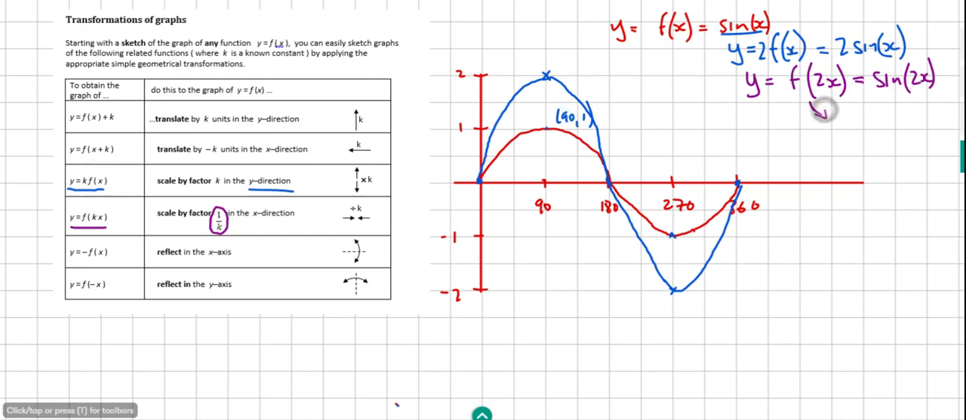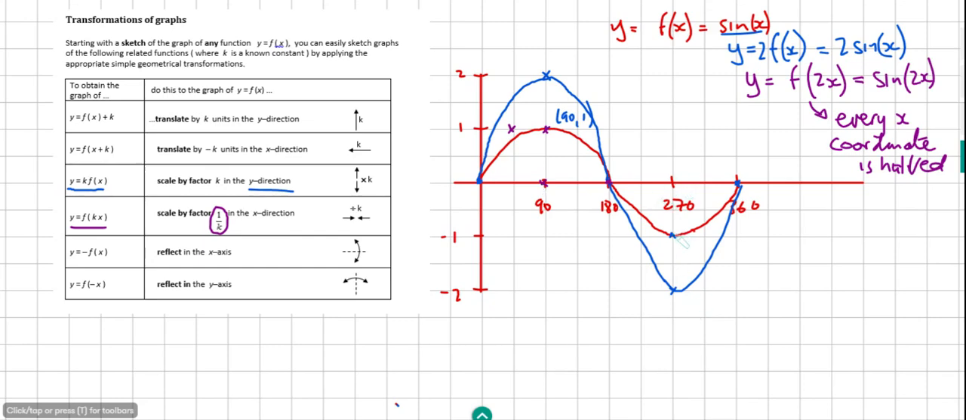So here, every x coordinate is halved, but the y coordinates will remain the same. So we can take this point here, and what we're going to do is we're going to half it. So the x coordinate was 90, it's now going to be 45. This point was 180, it's now going to be 90, the y coordinate remaining the same.